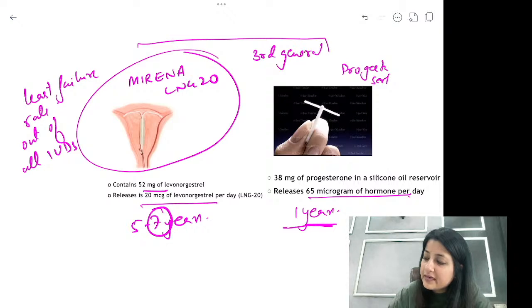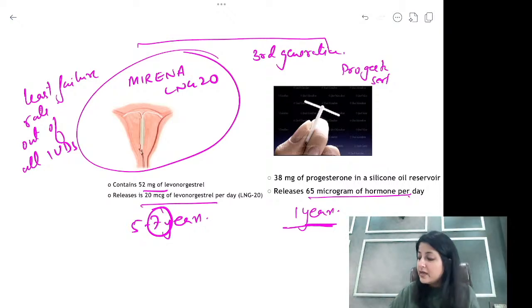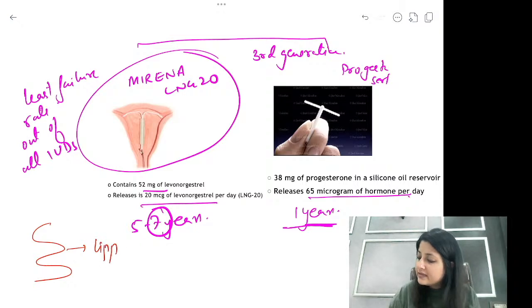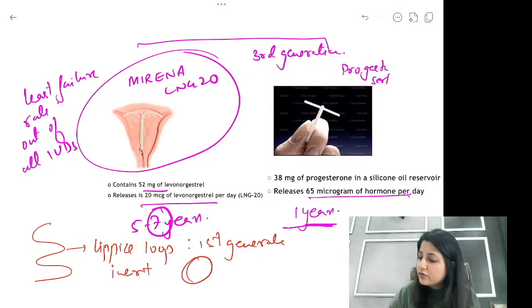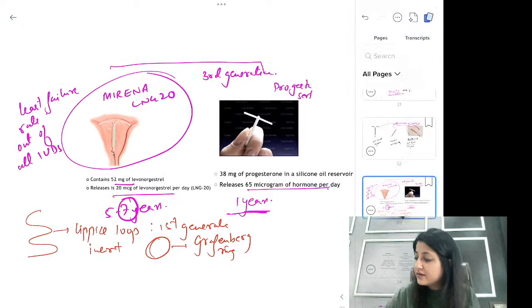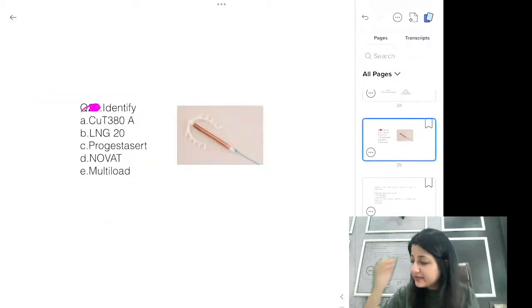Okay, this time in NEET PG they asked Lippes loop. Lippes loop inert हो गया है. ऐसा होता है Lippes loop. I will discuss in image based session. Lippes loop क्या है, guys? First generation है. Okay, and this is inert. And you also have a Grafenberg ring. Grafenberg ring भी inert है, first generation. Copper containing is second generation.